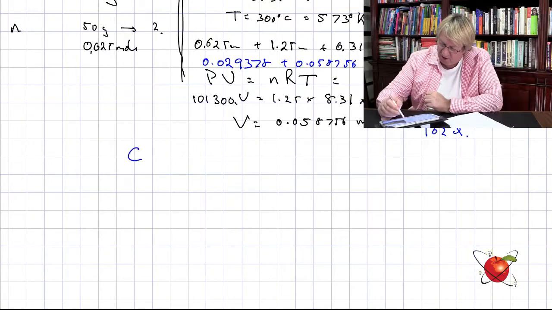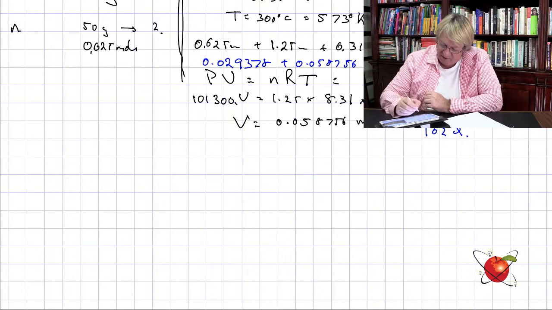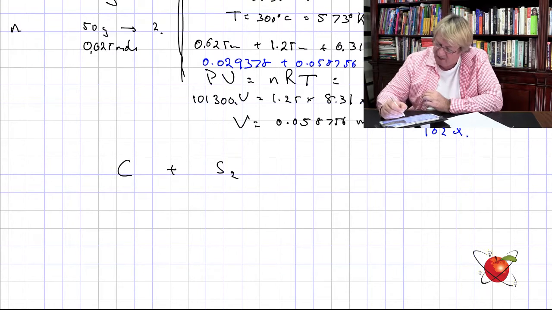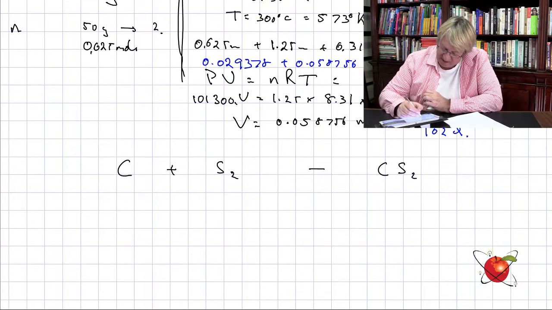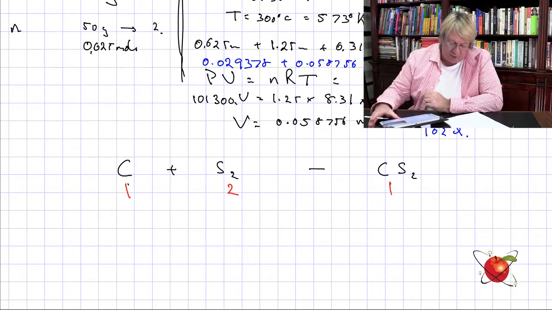They say we mix carbon and we mix sulfur, and we get carbon disulfide. So let's have a look at the chemical equation. We've got carbon. Oops, sorry, it's still on blue. Let's just change it back so that I can use the other colors for highlighting. Carbon plus sulfur going to CS2. And we write our recipe, let's just do it in red: 1, 2, 1.